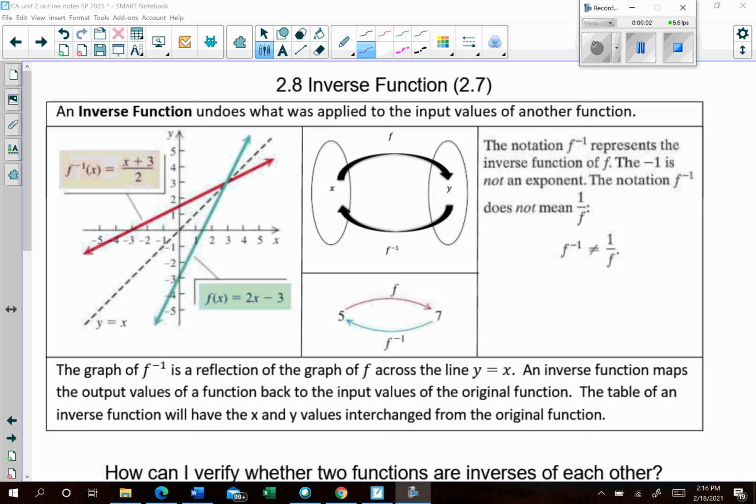All right, so 2.8, inverse functions. An inverse function undoes what was applied to the input value of another function. Okay, let's try to break this down.